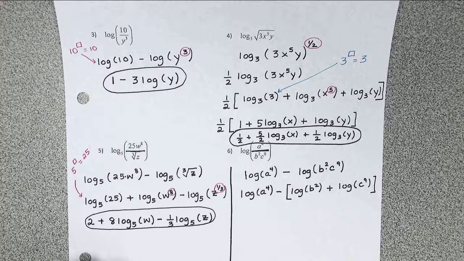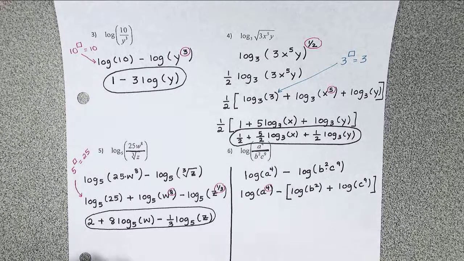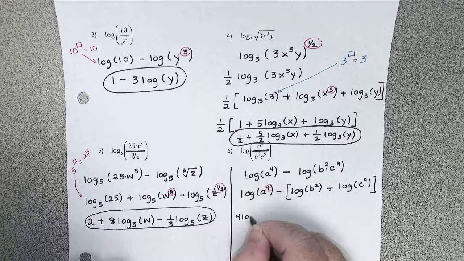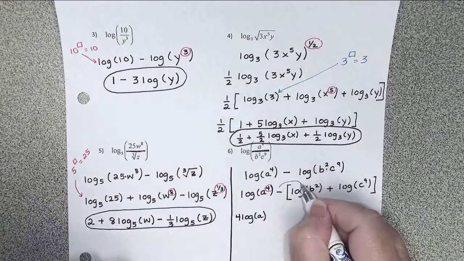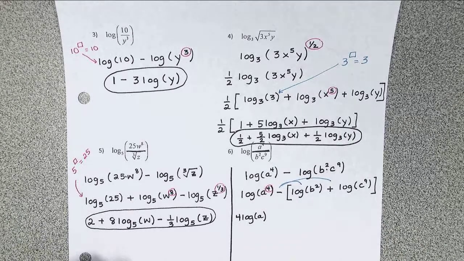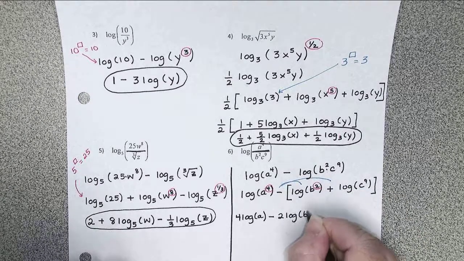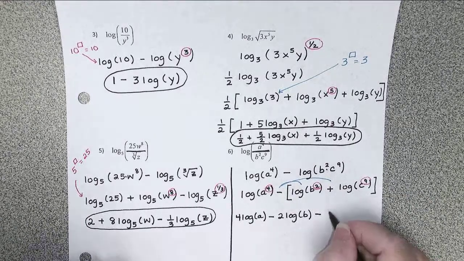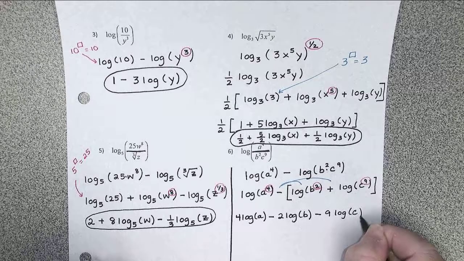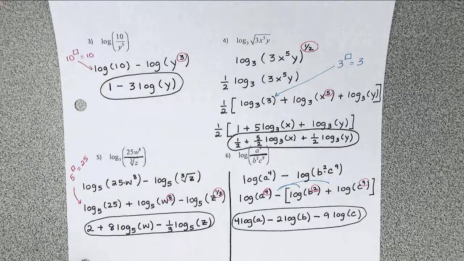Now I'm going to go ahead and, actually I'm going to do a couple things, but I'm going to start with my power property. That would be 4 times the log of a. And I'm going to go ahead and distribute that minus sign as we come through here. So I'd have minus 2 times the log of b, and distributing the negative, minus 9 times the log of c. And there's my expanded form.